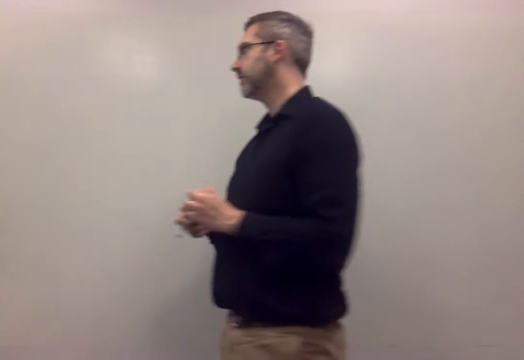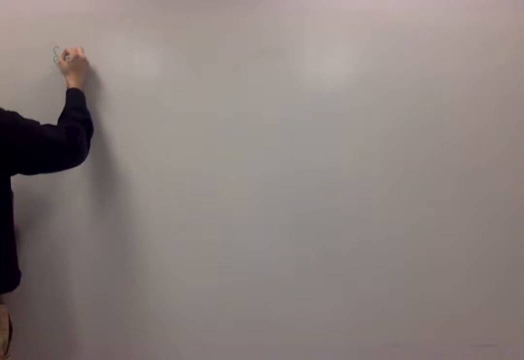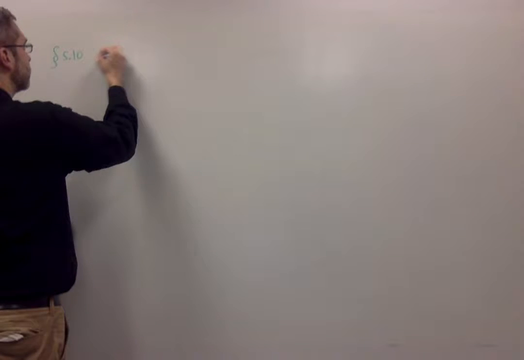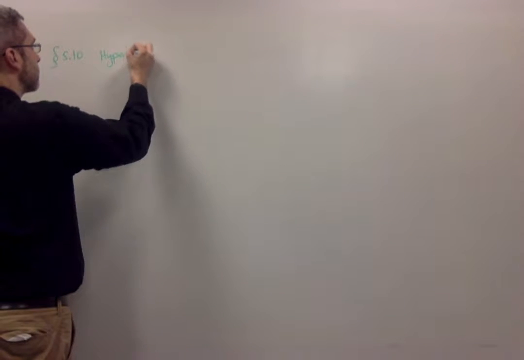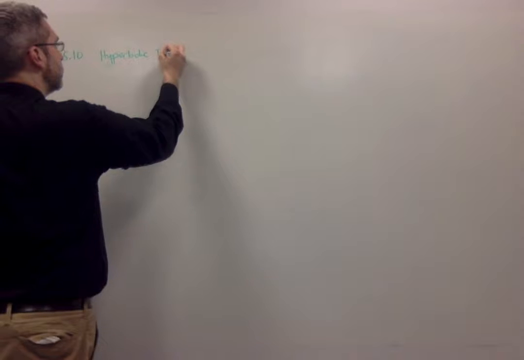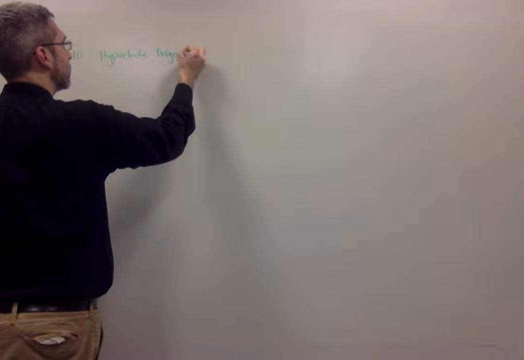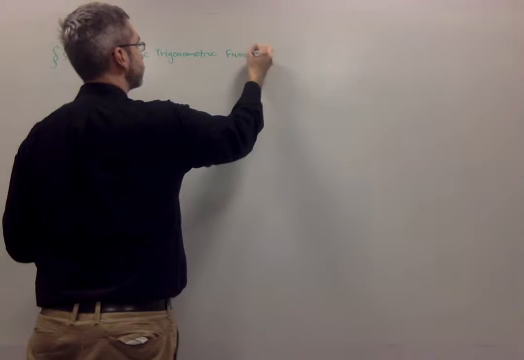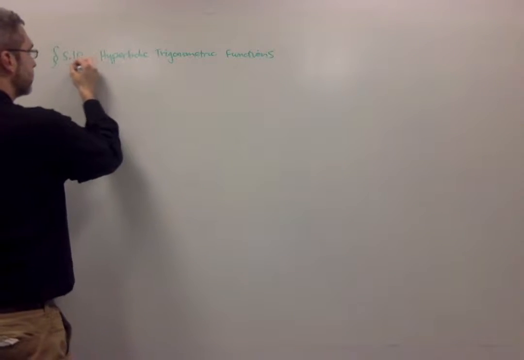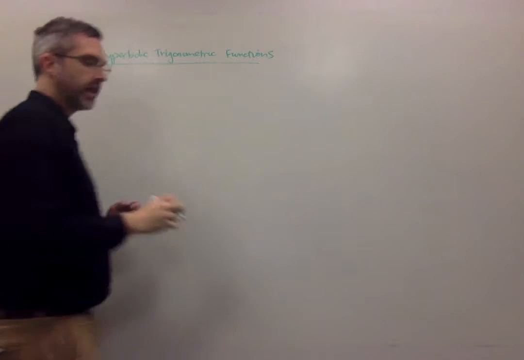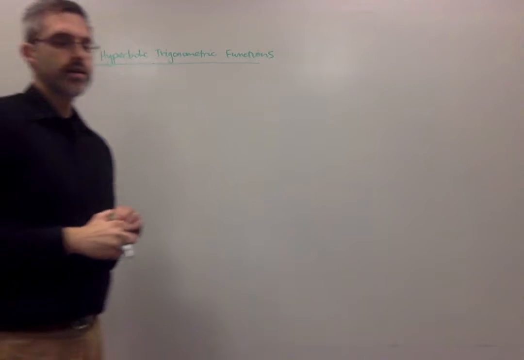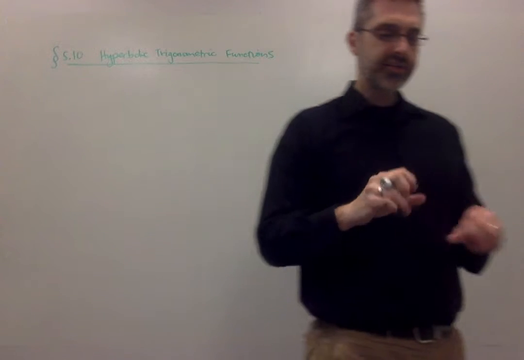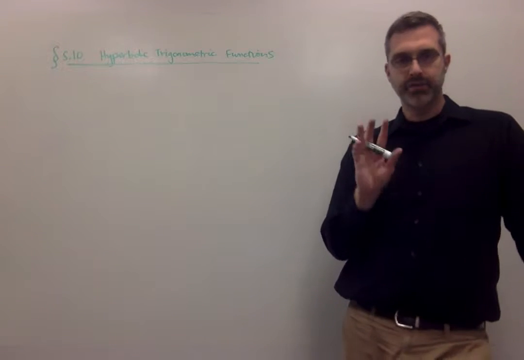But there's a section, really the last section of chapter 5. It's section 5.10, and it's on a special collection of functions called hyperbolic trigonometric functions, which is a big mouthful. We call these hyperbolic trig functions. You may not have ever seen these before, and that's okay.